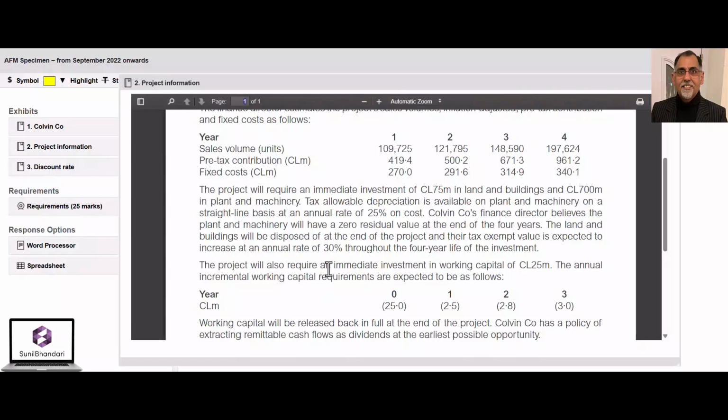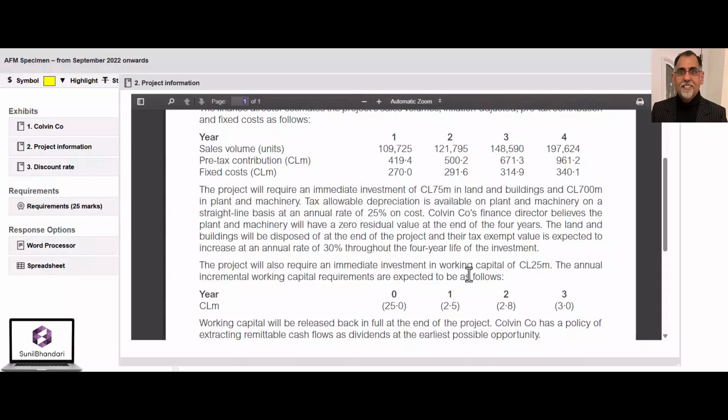The project will also require an immediate investment of working capital of 25 million and annual incremental working capital flows as follows. Now, on the working cap, they've actually told us what the numbers are. Let me pause here for a second. When you're looking at working capital, I have a video on this. It's within the tuition material, and it also happens to be on my YouTube page. What you always remember with working capital is you've got to invest at time naught, adjust it up or down each year, and take it out in the final year.